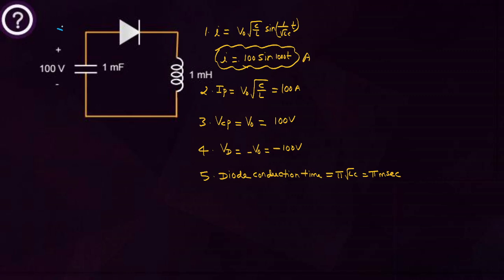And this problem is the LC circuit concept. LC circuit: V0 into square root of C by L. C you know, L you know, you substitute here. Peak current is V0 into square root C by L. Vcp is V0 only. Vd is minus V0. Diode conduction time is 5 milliseconds. Like this you have to calculate.